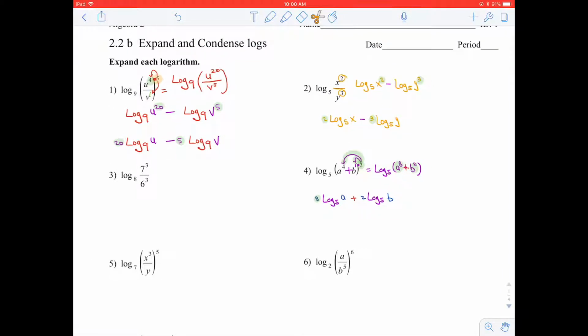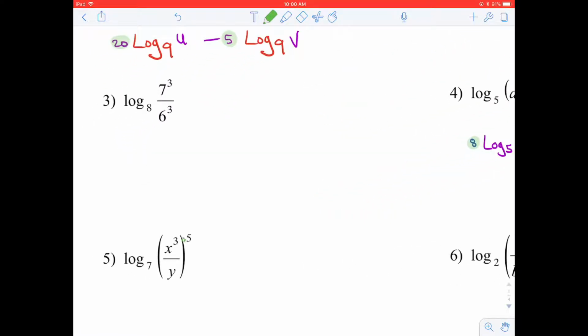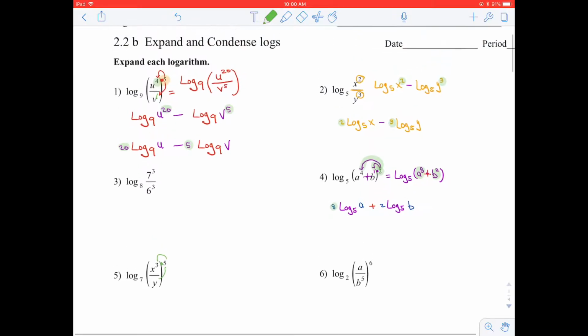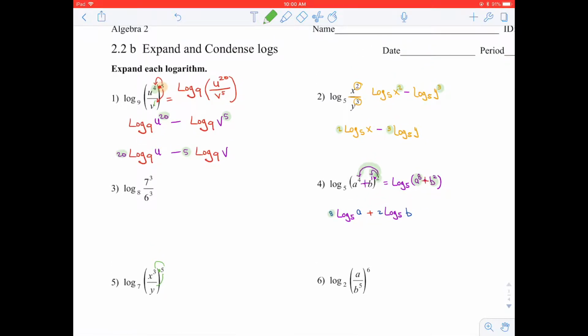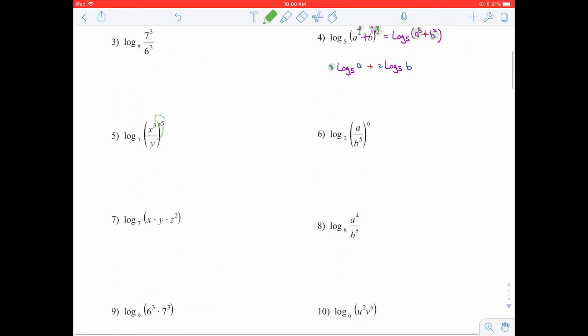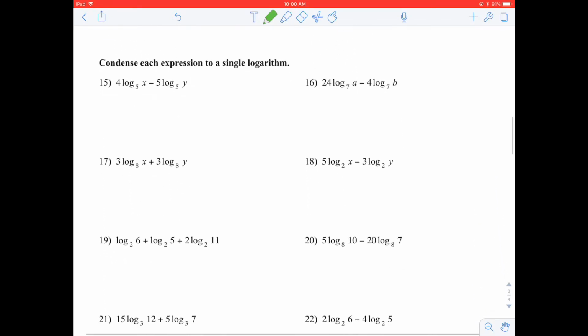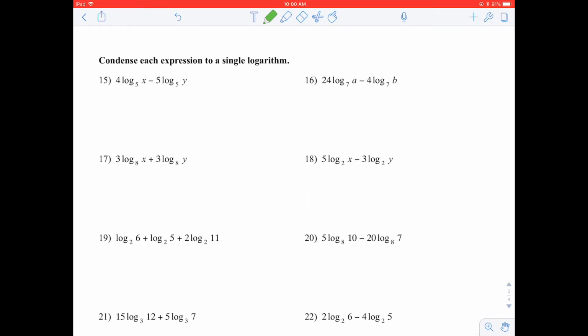So I've given you a couple examples. Always remember you have to take care of the power to the power first. So if we look at number 5, we're going to have to distribute that to both those numbers, and then work on expanding it. But you have a couple to look at that are examples on your paper now. So that was expanding logs. Let's look at condensing logs. So we're going to go down to number 15, and we'll talk about that next.